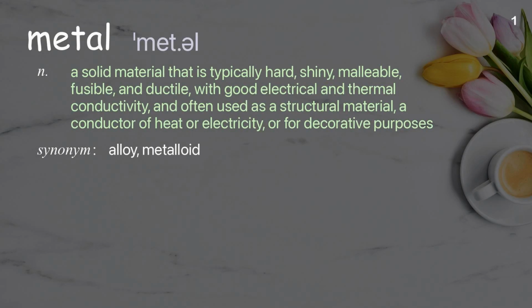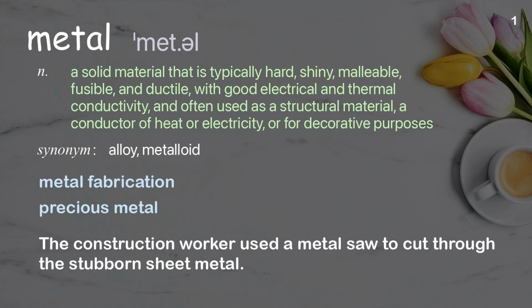Metal. A solid material that is typically hard, shiny, malleable, fusible, and ductile, with good electrical and thermal conductivity, and often used as a structural material, a conductor of heat or electricity, or for decorative purposes. Examples: metal fabrication, precious metal. The construction worker used a metal saw to cut through the stubborn sheet metal.